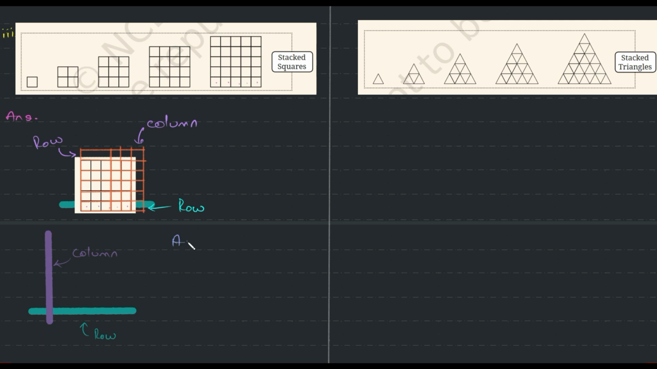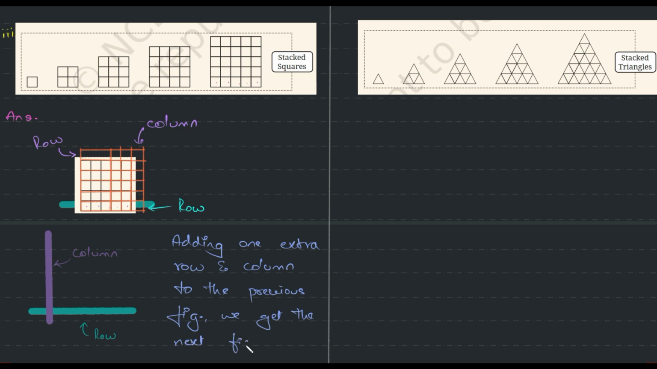So adding one extra row and column to the previous figure, we get the next figure.